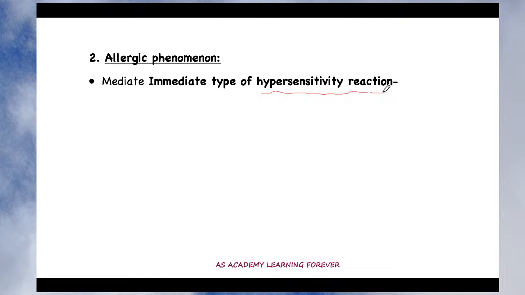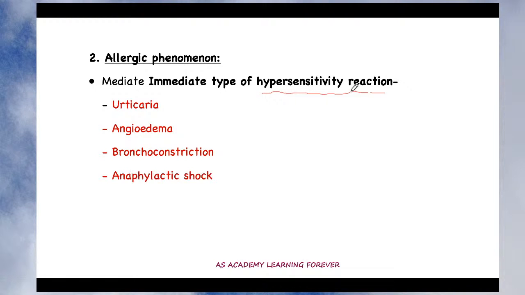So there are different types of hypersensitivity reactions, like immediate and delayed hypersensitivity reactions, isn't it? Out of this, histamine mediates the immediate type of hypersensitivity. It produces different symptoms, like urticaria, that is red skin and itching. It produces angioedema, where inflammation of the blood vessel is seen. It produces bronchoconstriction, contraction of the bronchi. It also produces anaphylactic shock.